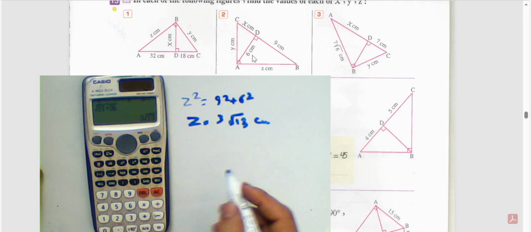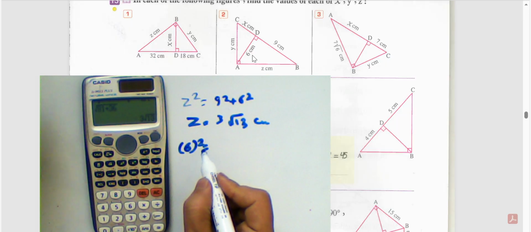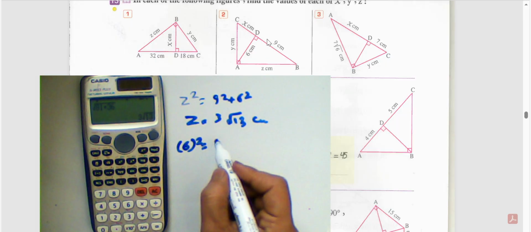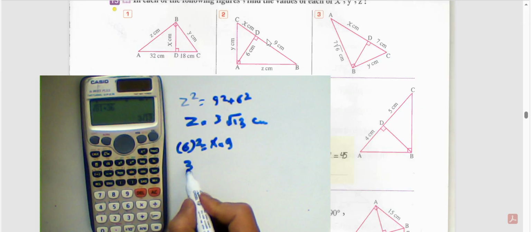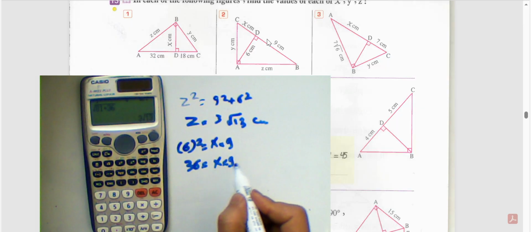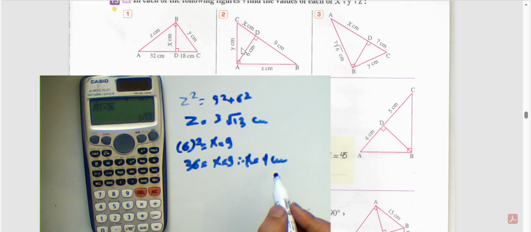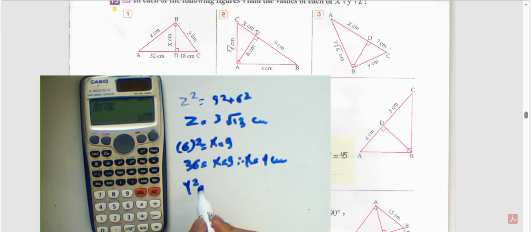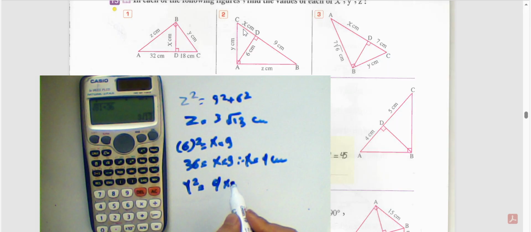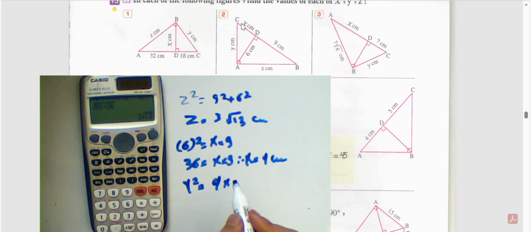We can find x also. Write 6 power 2 equals x times 9. 6 power 2 is 36. X product by 9 is 36. Then x equals 36 divided by 9, which equals 4 centimeters. Then x will be 4 centimeters. Now we can find y. Look here. Y power 2 equals x product by x plus 9. We know x equals 4. 4 plus 9 is 13.